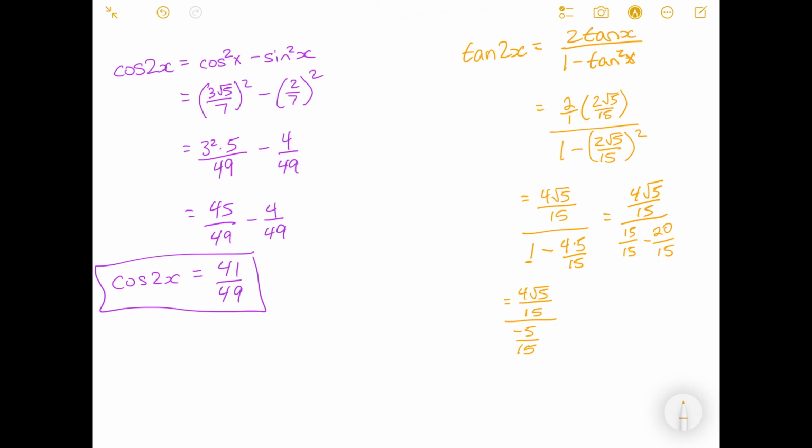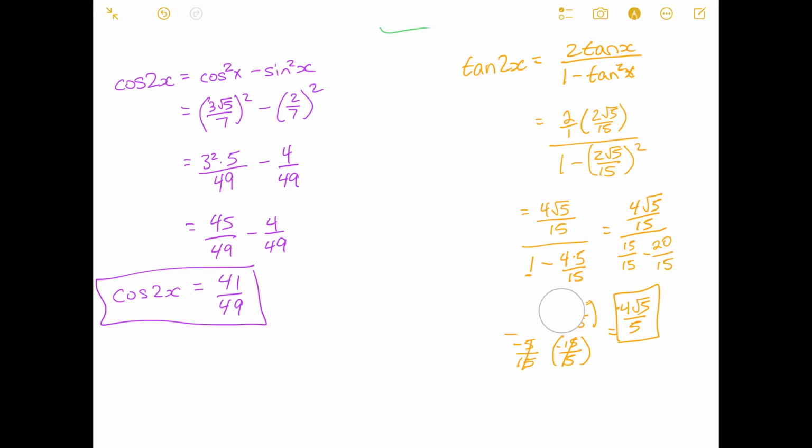Okay, and now I've got a fraction over a fraction, so I would need to flip and multiply. So these all cancel out, and I'm going to be left with, well, my 15s cancel. 4 root 5 over 5. So that would be my negative 4 root 5 over 5. So that would be my tan 2x.